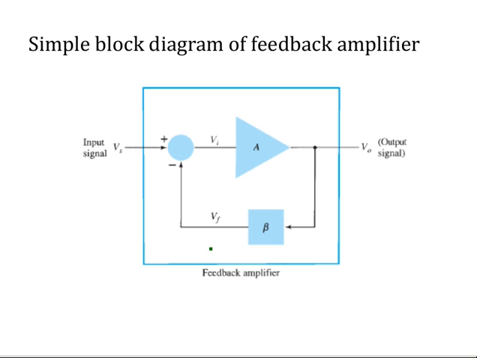So this is the simple block diagram of a feedback amplifier. Here you can see it is negative feedback. The output V0 is fed through a gain beta to the input. So the negative of the output is given to the input. Here you see this is a negative. It is out of phase with the input signal, so it is known as negative feedback.